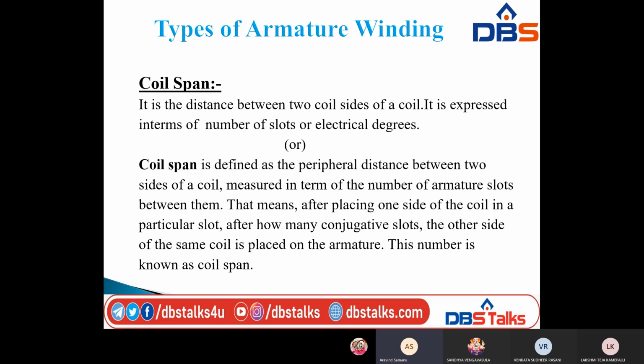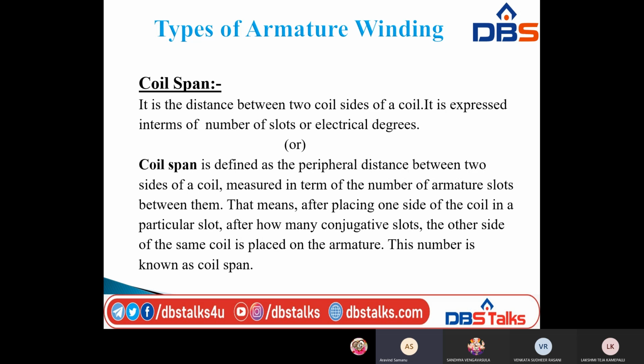One more definition is also there for coil span. Here the coil span is defined as the peripheral distance between two sides of a coil, measured in terms of the number of armature slots between them. That means after placing one side of the coil in a particular slot, after how many consecutive slots the other side of the same coil is placed on the armature, this number is known as coil span.